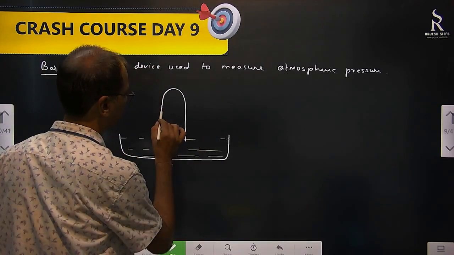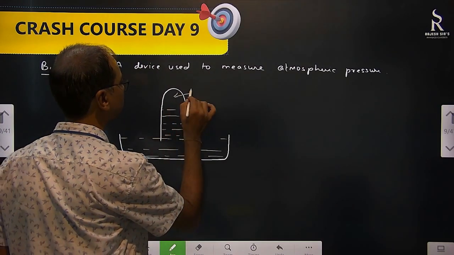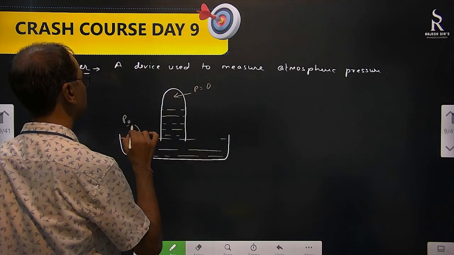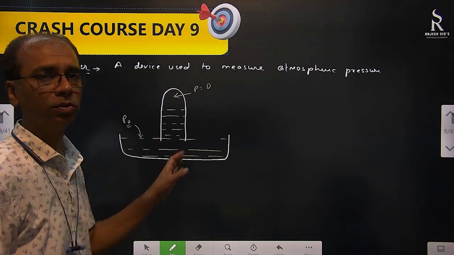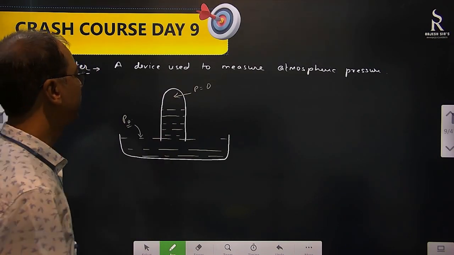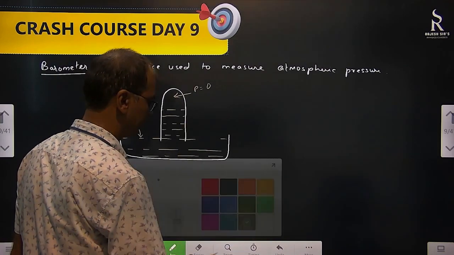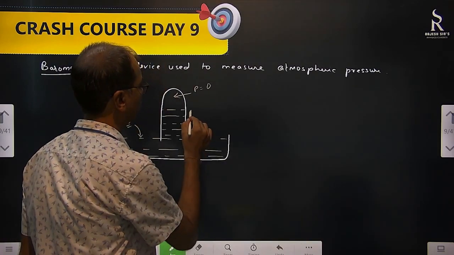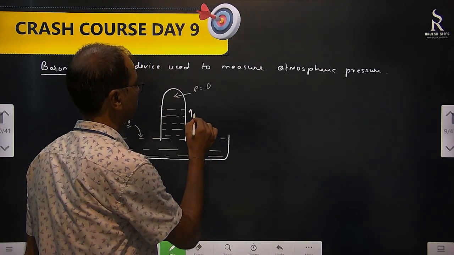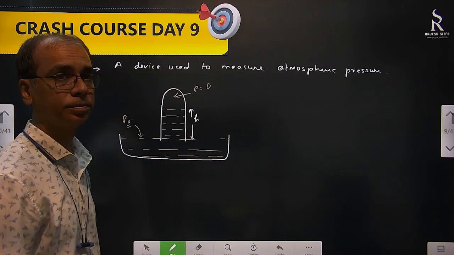Mercury goes up. Why it goes up? Because in this one, vacuum is there, zero pressure. Here, atmospheric pressure is there. So liquid moves from higher pressure to low pressure. It went up, up to height h. Okay, what happened? Then it stops. Now it's not going further up.